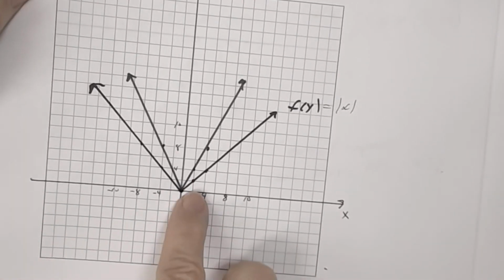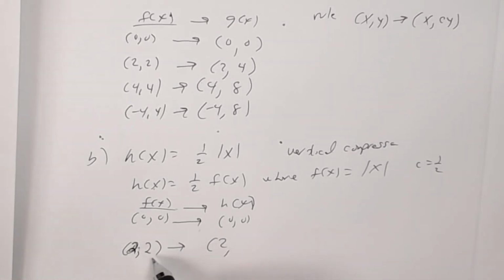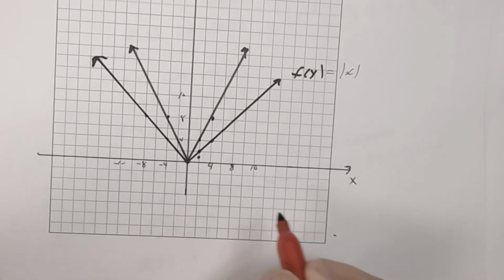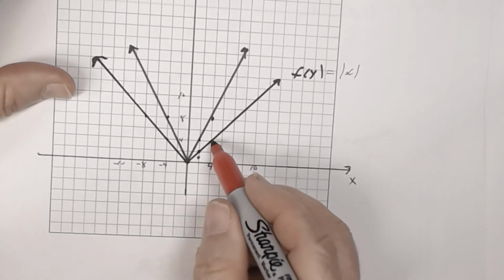The point 2, 2 becomes what point? See, I'm still using the same points here on f of x. The point 2, 2 becomes 2 what? What's 2 times 1/2? 1. So I plot the point 2, 1, which is here. Okay? The point, let's say, 4, 4 right here.